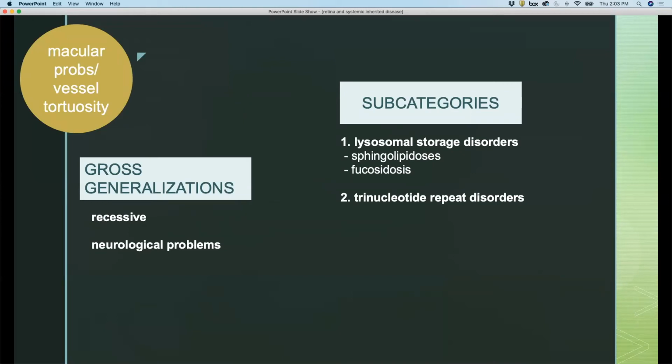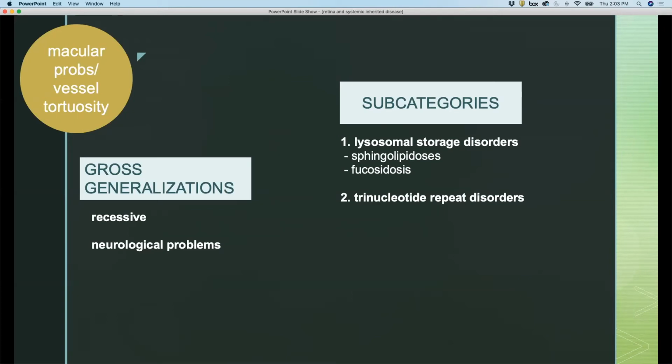And again, I subcategorize them by what their biochemical problem is. One, there are lysosomal storage disorders that can cause this phenotype. And there's a second category, which is trinucleotide repeat disorders. So lysosomal storage disorders can cause an RP-like phenotype, or they can cause these macular problems. And I think that was, at least for me, a source of confusion.